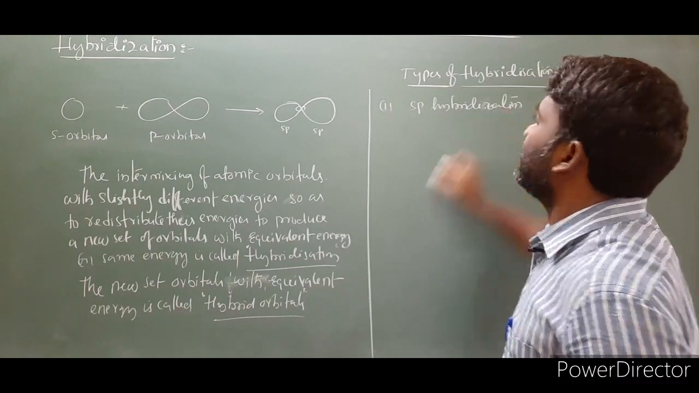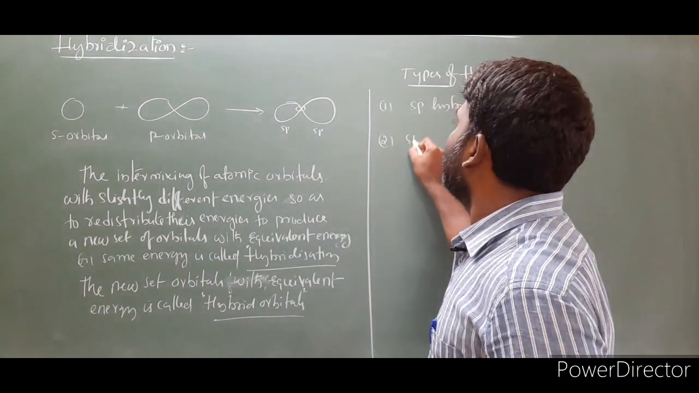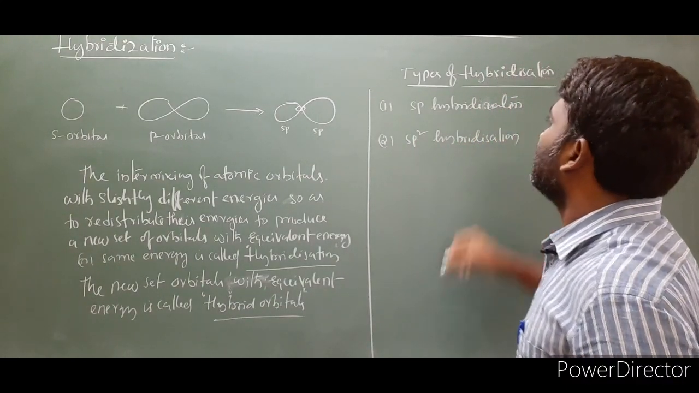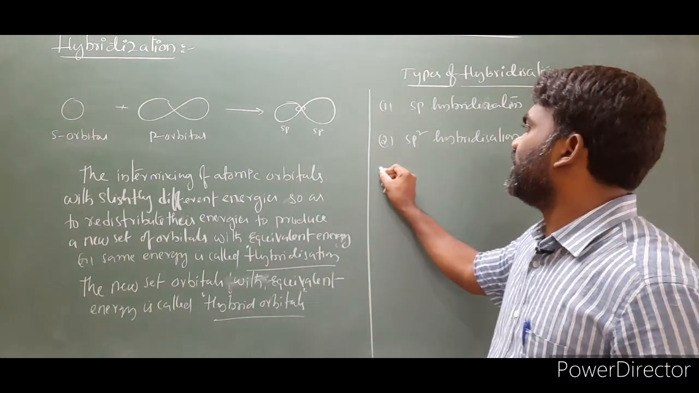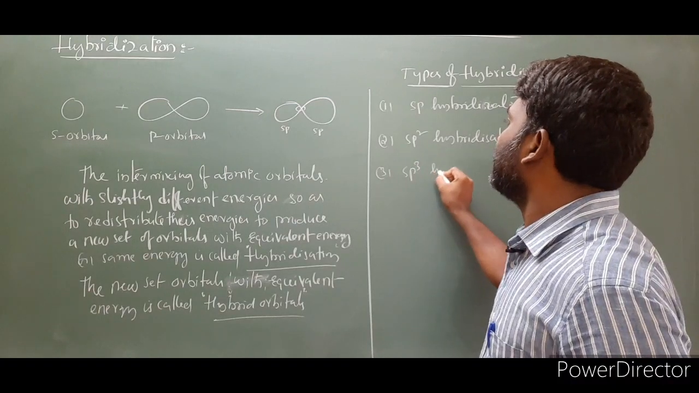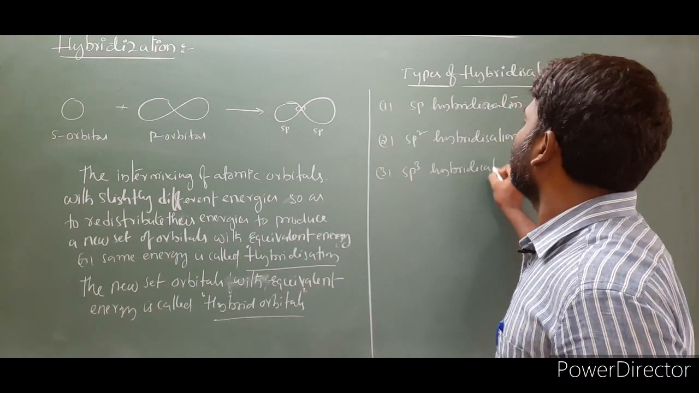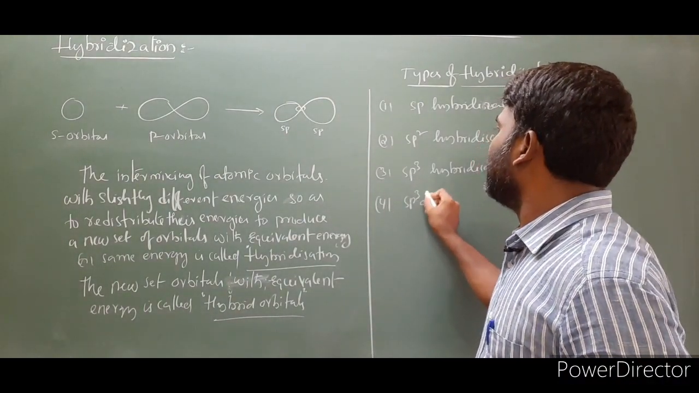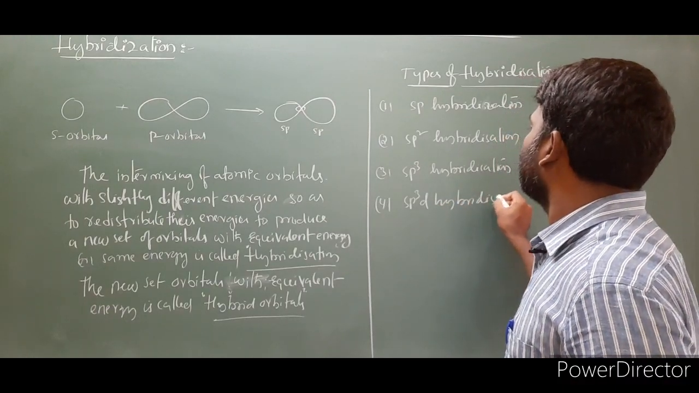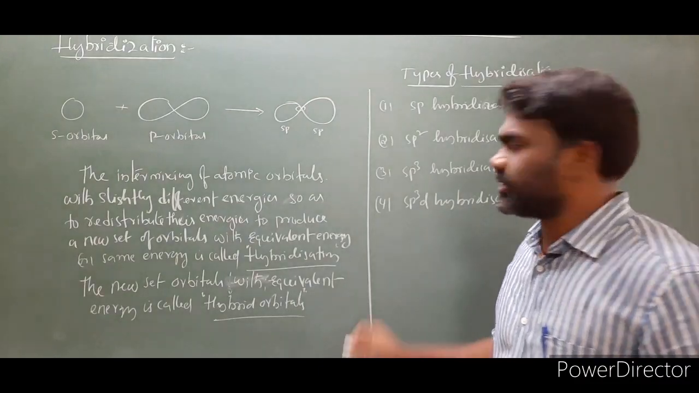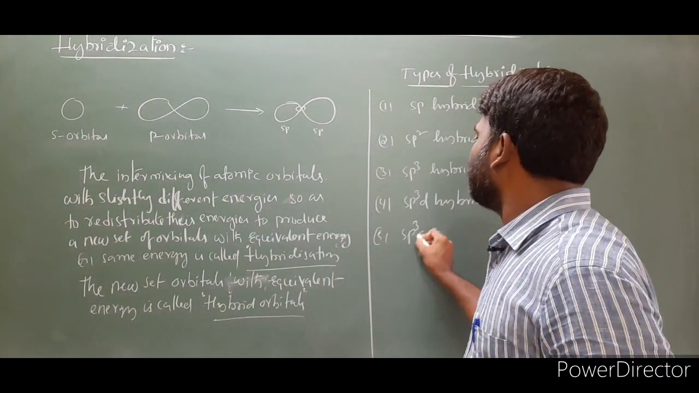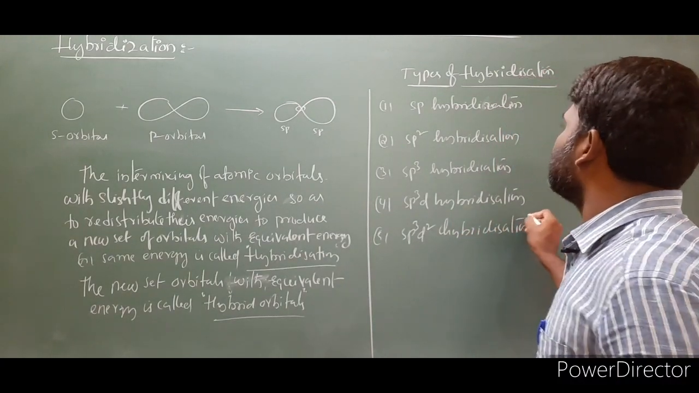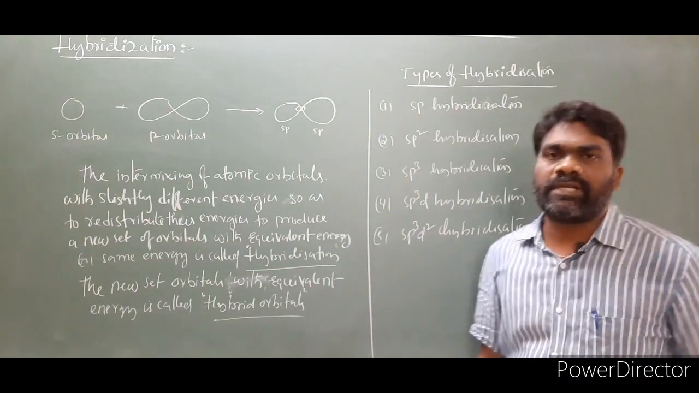The second one is sp2 hybridization, the third one is sp3 hybridization, the fourth one is sp3d hybridization, and the fifth one is sp3d2 hybridization. These are the different types of hybridization.